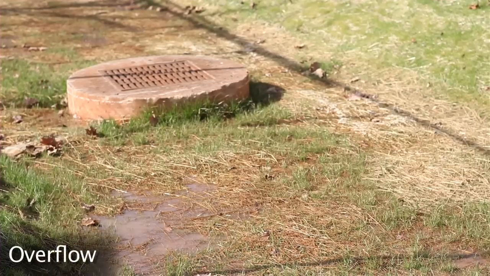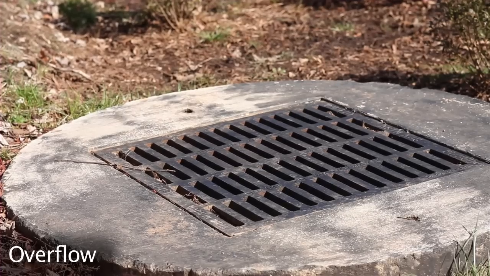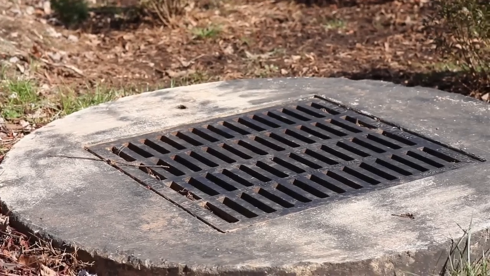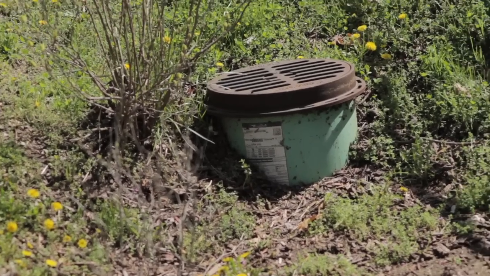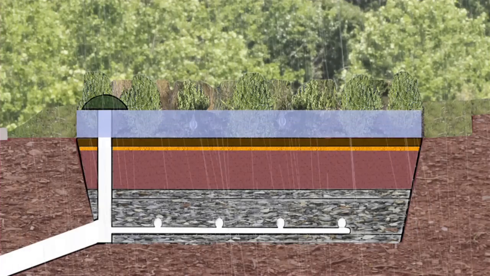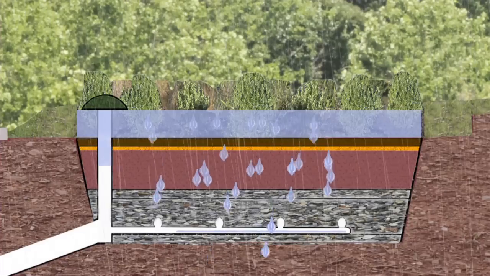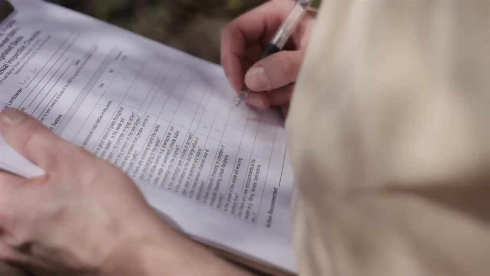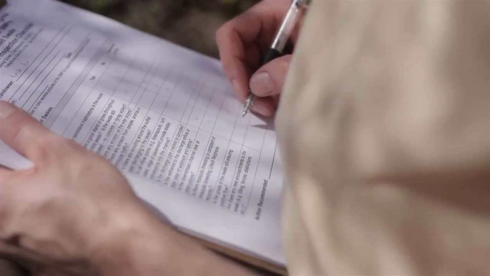Lastly is the overflow. Most of these facilities, if not all, will have some type of overflow, and that may be a catch basin, a storm drain inlet, PVC pipe, something to handle storms that are larger than what the facility was designed for. All three of these components should be on a checklist that you're using to document and evaluate the condition of the facility.